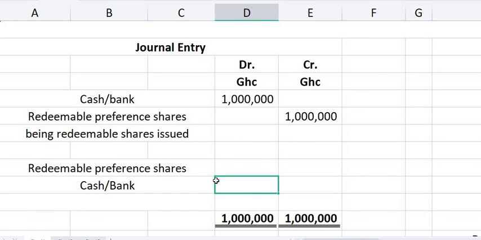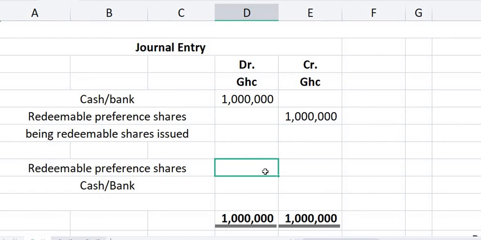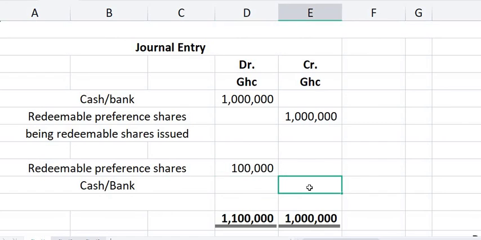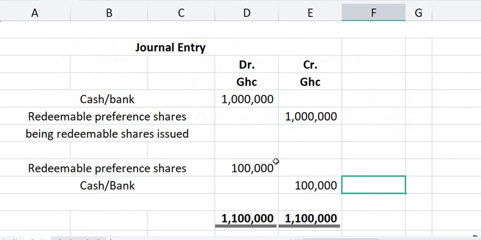Then we are to recognize the transaction cost as well. With the transaction cost, since it is a deductible item, we debit redeemable preference shares 100,000, because the cost is 100,000, and credit cash 100,000 because we are paying with cash. So we are done with the double entry. This is just a double entry reflecting what has happened, and we have entered it into the journal.